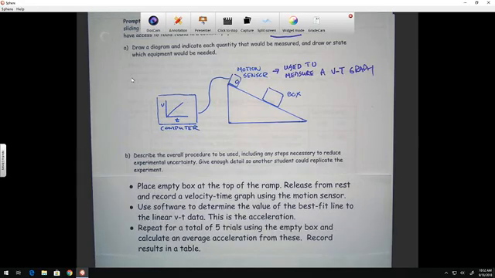Then you probably, if you're a good experimentalist, you're going to repeat this measurement 5 times. Why 5? I don't know. It's better than 2. 10 is probably a lot to do, so 5 is probably a good number. And you're just going to repeat it 5 times under the same conditions using an empty box. And the importance of this is that you're then going to use that to find an average.